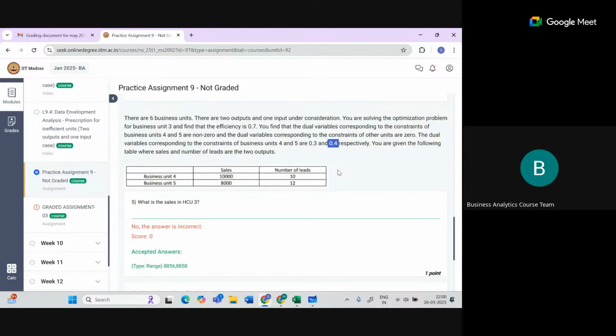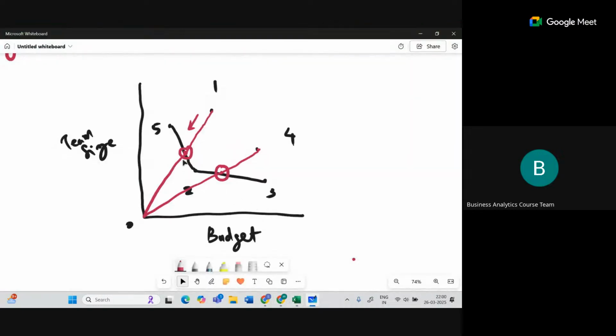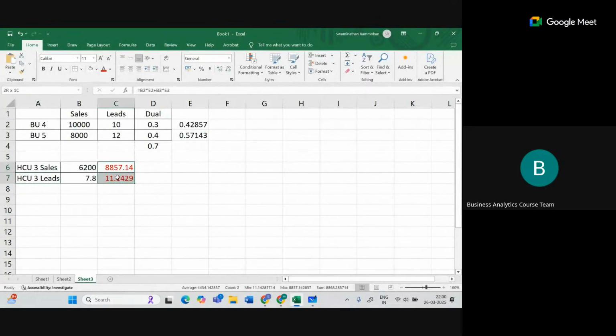Only when they don't add up to 1, you normalize and then compute the sales in HCU3 and leads in HCU3. So here what we are doing is finding these 2 points. We say that your one is not efficient, but to make one efficient, it has to sell this much. It has to create this much amount of leads. So that's what we are trying to say here.